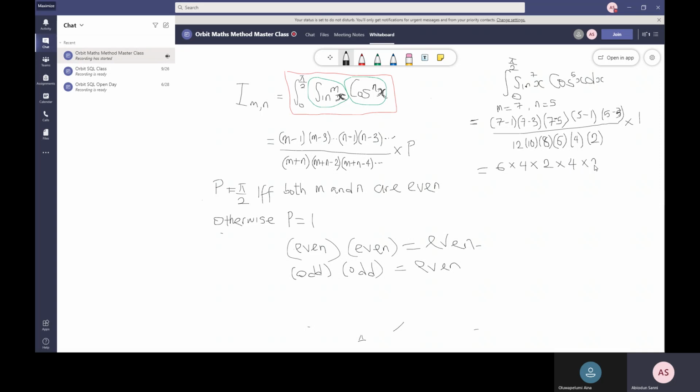All over 12 times 10 times 8 times 6 times 4 times 2. You multiply this by 1. So 4 and 2 cancel 4 and 2, 6 cancels 6, 8 cancels 8. So I have here 1 over 120. So my result for this is 1 over 120.